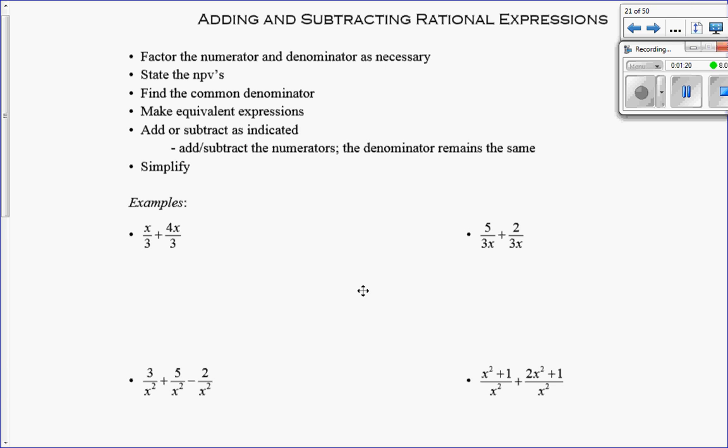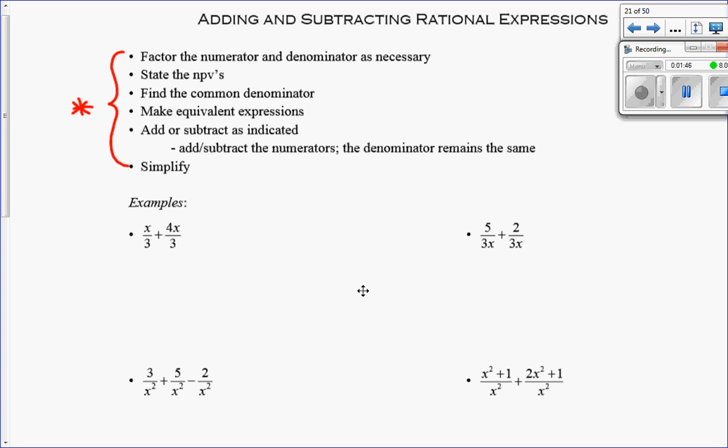Okay, so the steps are outlined for us here again. Let's mark them, highlight them. It's really very straightforward. We're going to, again, factor the numerator and denominator as necessary, if it's needed. Then we're going to state the non-permissible values for the variable, the values that would make that denominator equal to 0, because we can never have a denominator in a fraction that is 0.